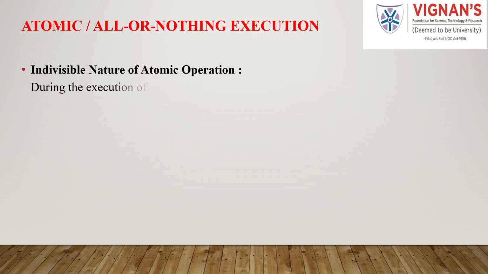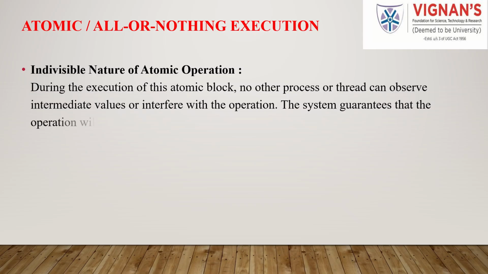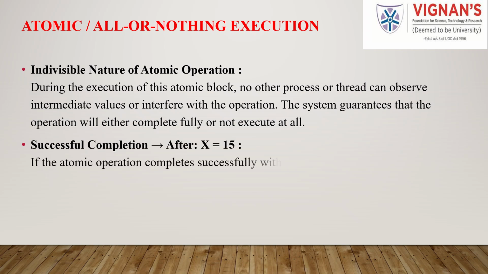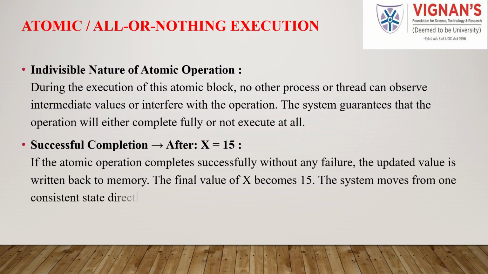During the execution of this atomic block, no other process or thread can observe any intermediate value or interfere with the operation. The system guarantees that the operation will either complete fully or not be executed at all. Successful completion, after: x equals 15. If the atomic operation completes successfully without any failure, the updated value is written back to main memory. The final value of x becomes 15. The system moves directly from one consistent state to another consistent state without exposing any partial result.